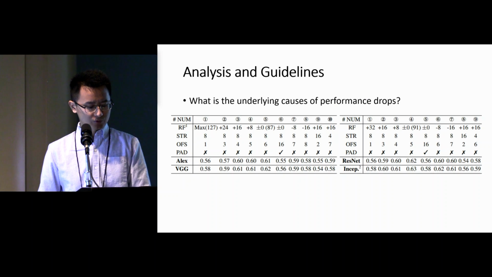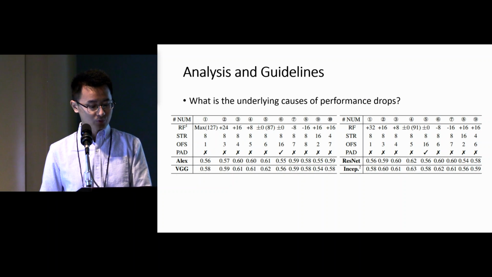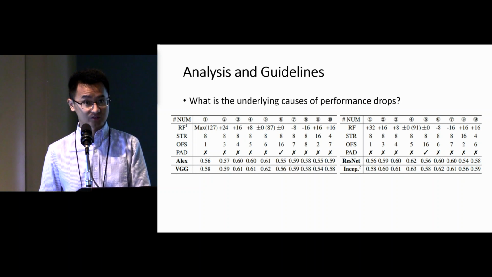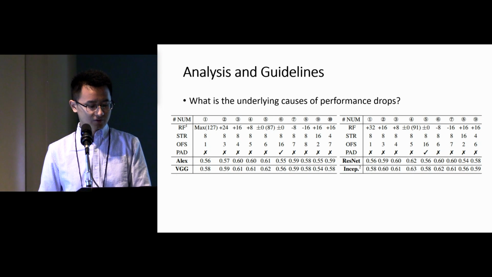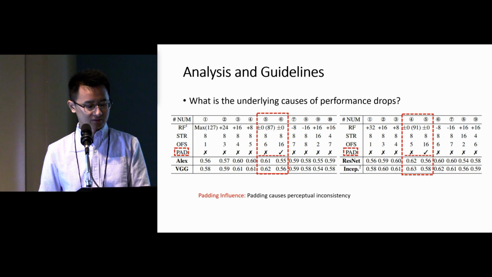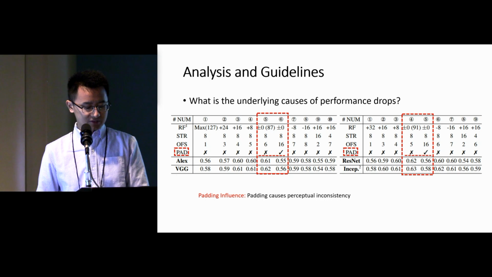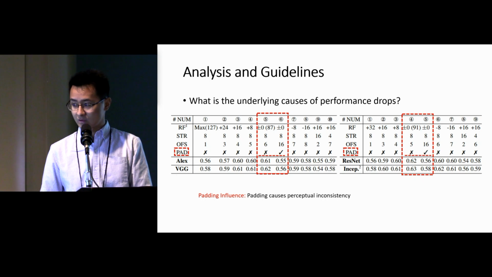One intuitive reason is that these networks are primarily designed for image classification tasks, where the precise localization of the object is not paramount. We further investigate the concrete reasons. First, we observe that if the Siamese network contains padding, then the performance will drop significantly. For example, in VGG, it drops 6 points, while in Inception, it drops about 5 points.